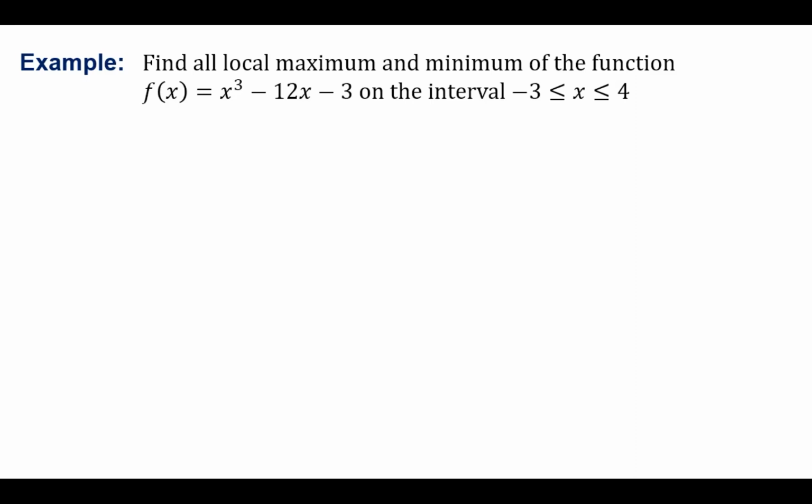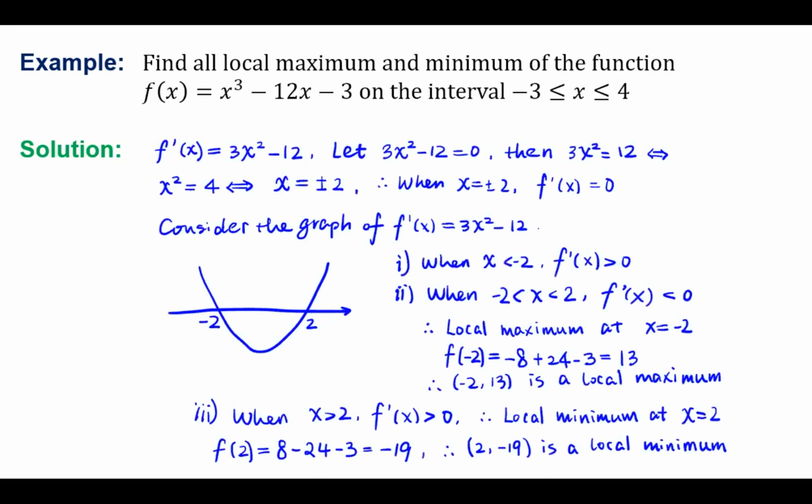Okay, let's have a look at the solution together. So according to our discussion previously, you need to check first the first derivative of f(x), right? f prime x equals 3x squared minus 12. So we can let the first derivative of f(x) equals 0. Then we solve x can be either -2 or +2.